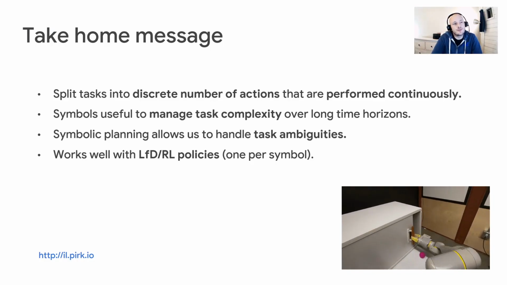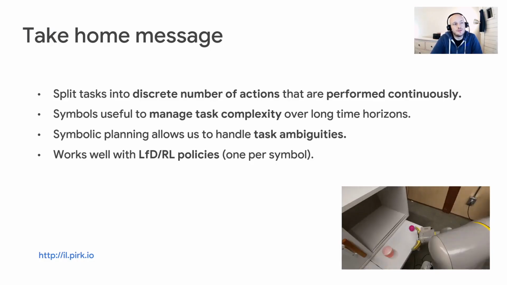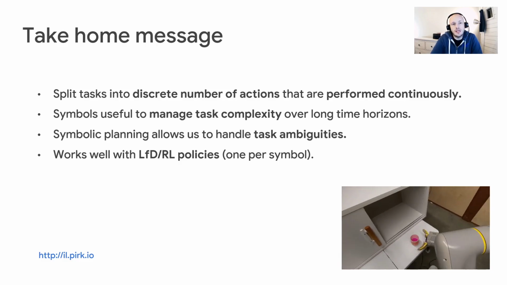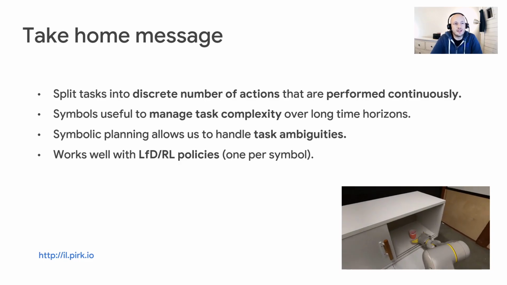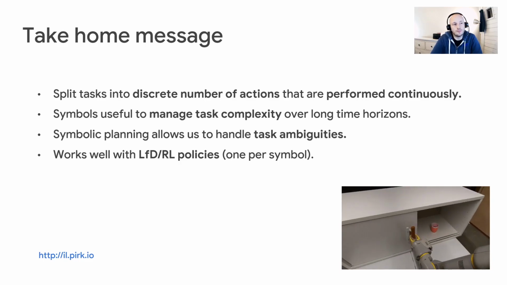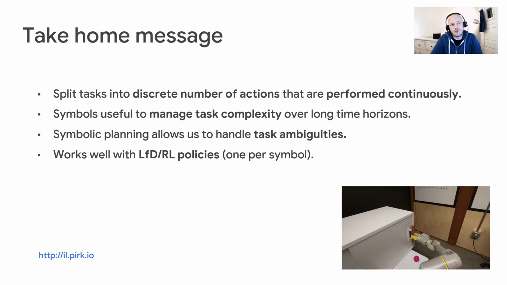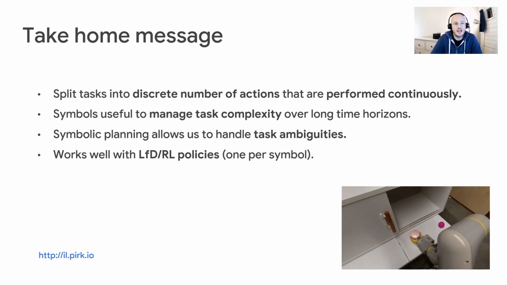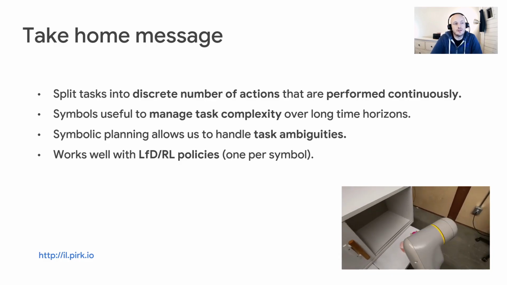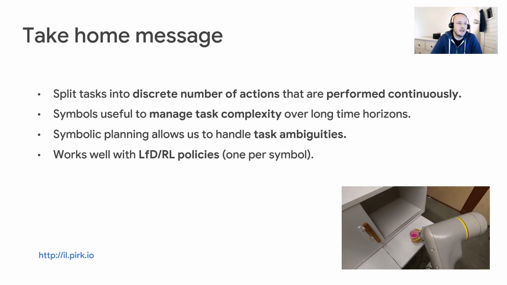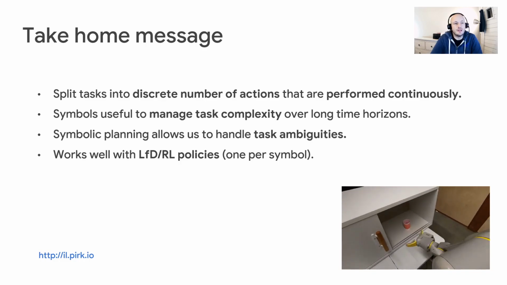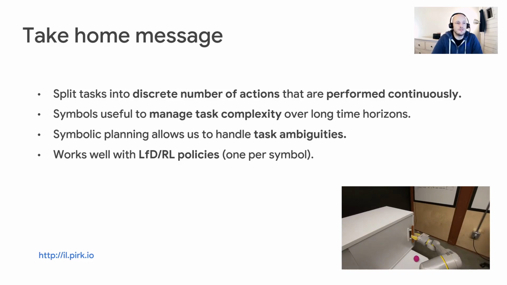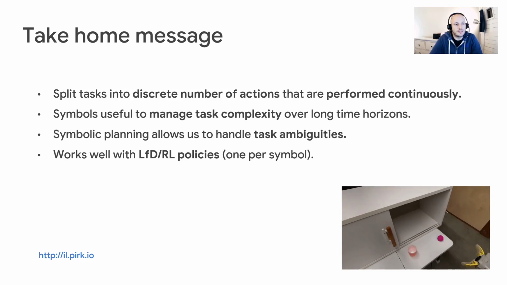As a take-home message, we have introduced a novel framework that uses a sequential model to translate image embeddings to action symbols. Each task is represented by a discrete set of actions, where each action is performed continuously. We have shown that action symbols allow us to manage task complexity over long time horizons, as well as task ambiguity, for example when objects are hidden. Finally, we have shown that action symbols can be used to select LFD or RL policies that represent narrow skills to perform complex subtasks.